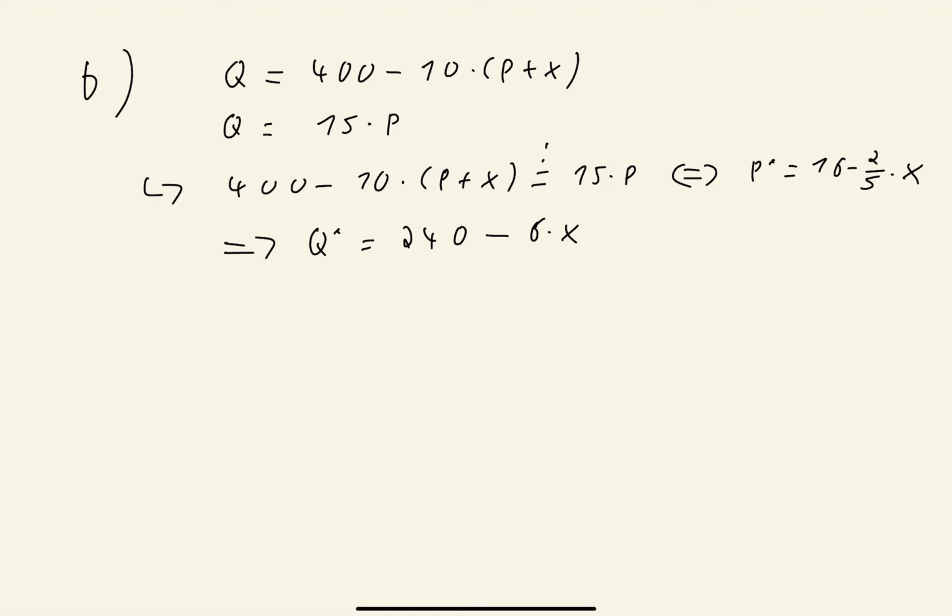What you might have noticed is that we can actually get the results of the previous sub exercise by simply plugging in x equal to 0 into the expressions here. If the government is choosing a tax equal to 0, then obviously the results in this sub exercise will coincide with the results from the previous sub exercise. So keep this in mind.